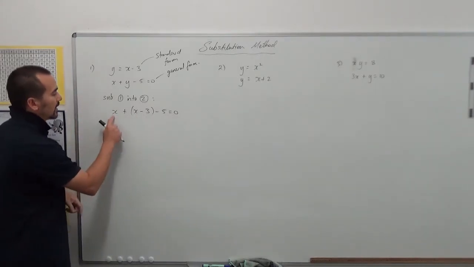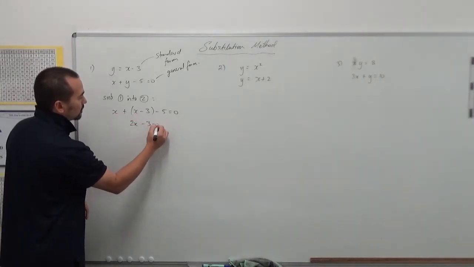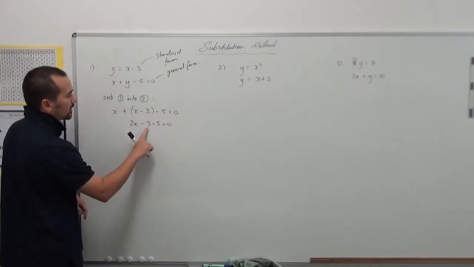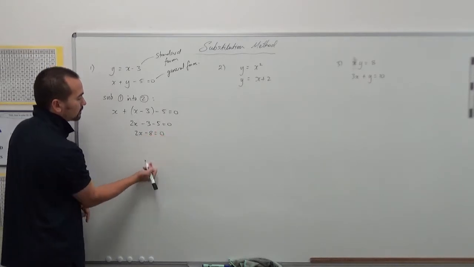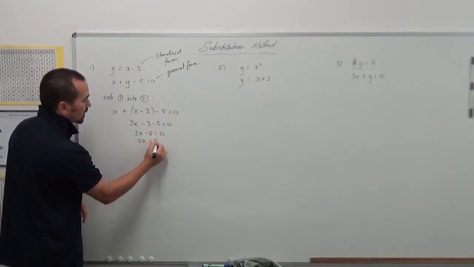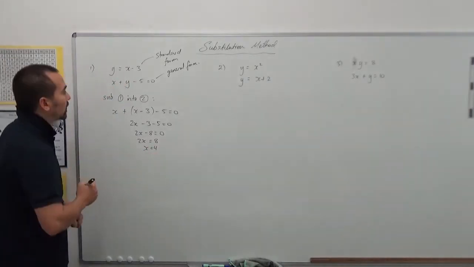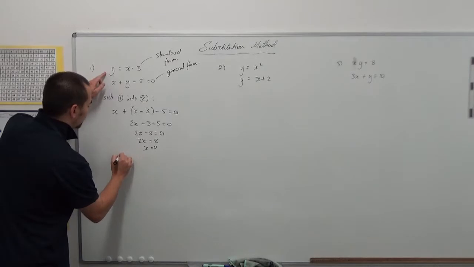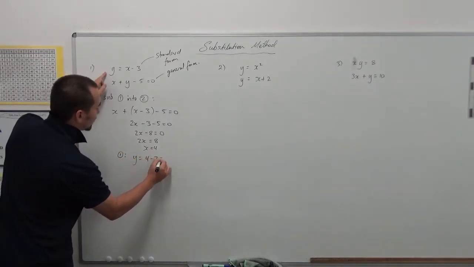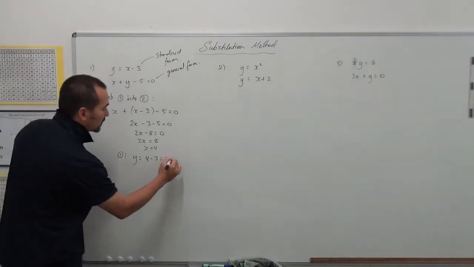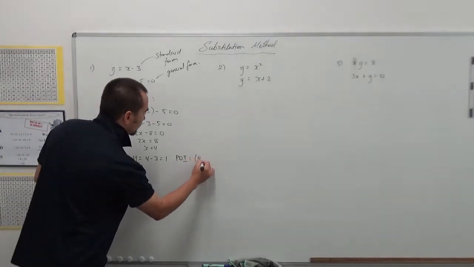Okay. x plus x makes 2x. Negative 3 take away 5 makes negative 8. And that means 2x is equal to 8, x is equal to 4. Substitute it back into either equation. Let's try equation 1 and say that y is equal to 4 take away 3, which is 1. The point of intersection is? 4, 1.